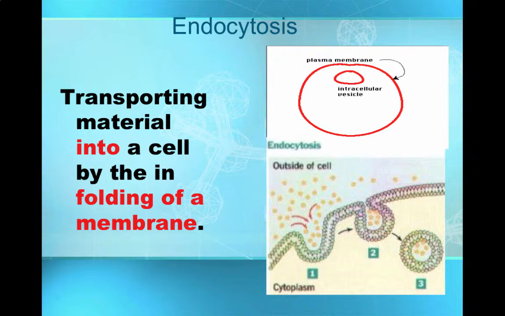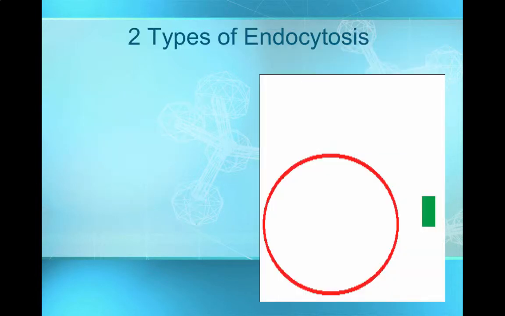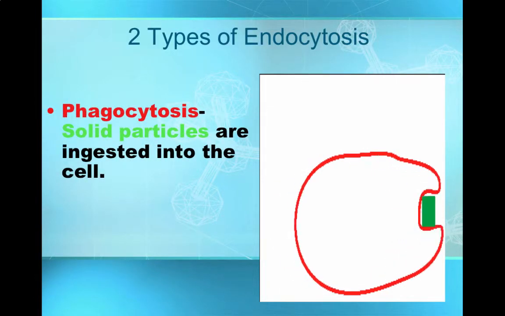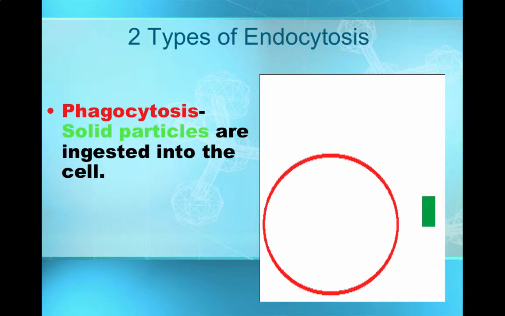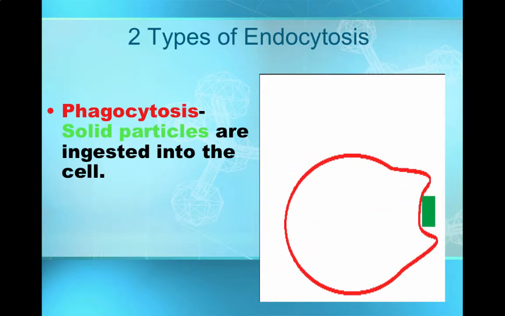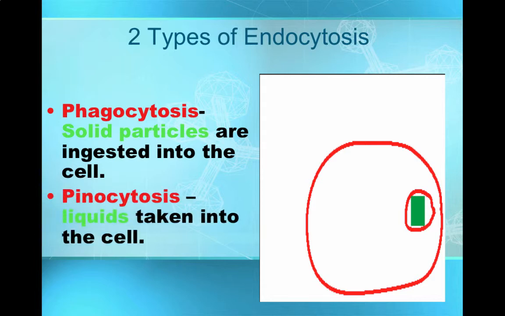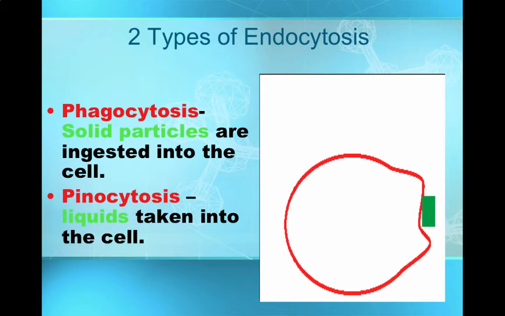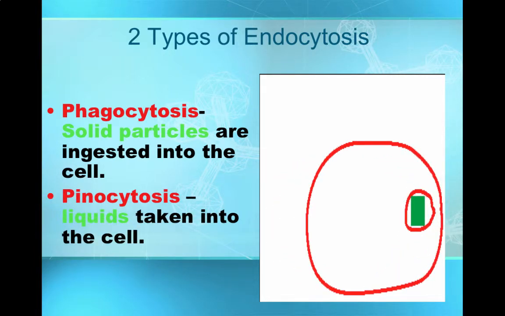A special type of active transport is endocytosis. This is where we transport material into the cell by the infolding of a membrane. It creates a vesicle. There are two types of endocytosis: phagocytosis, where solid particles are ingested into the cell, and pinocytosis, where liquids are taken into the cell.